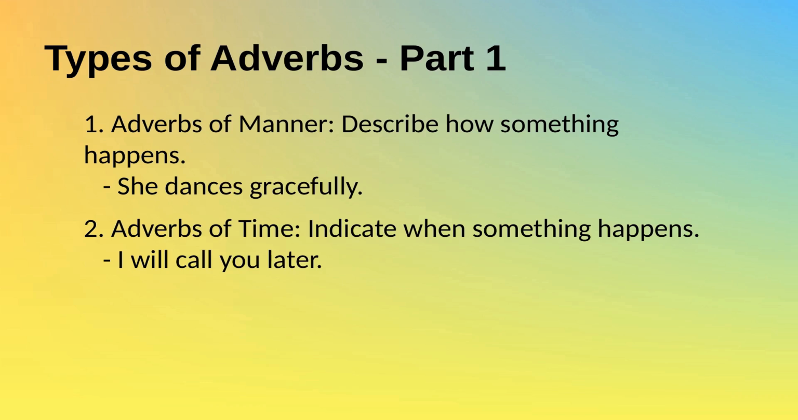Let's talk about the different types of adverbs first. We have adverbs of manner. These describe how something happens. For example, she dances gracefully. This tells us how she dances. Next, adverbs of time indicate when something happens. For instance, I will call you later.